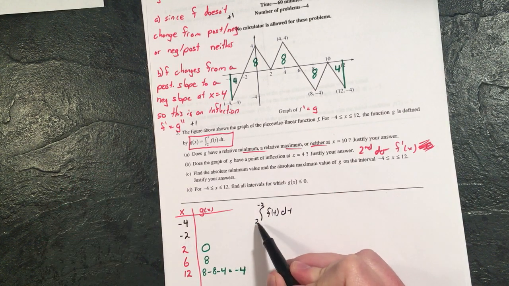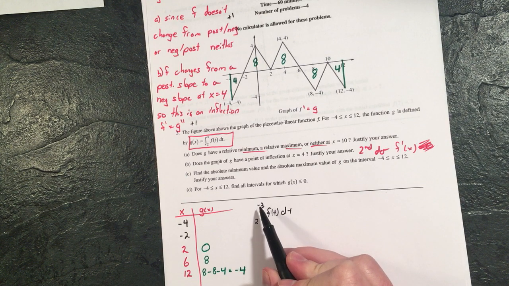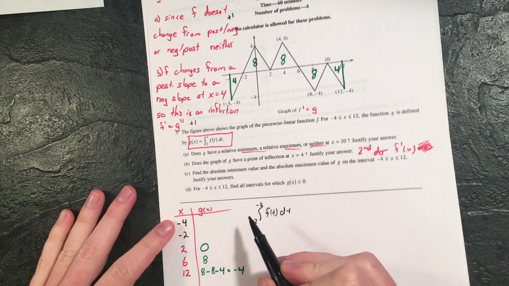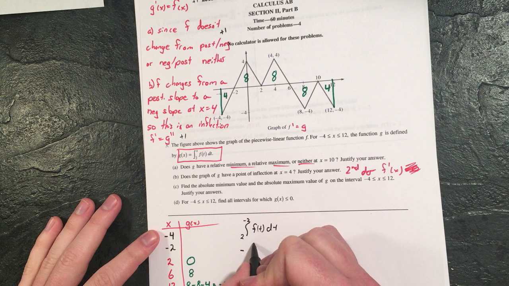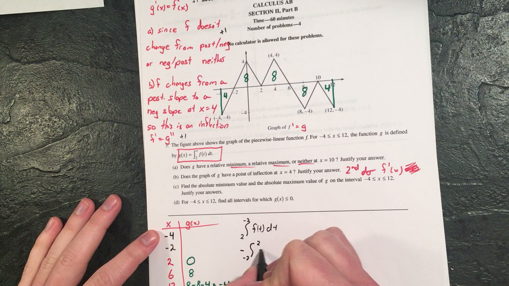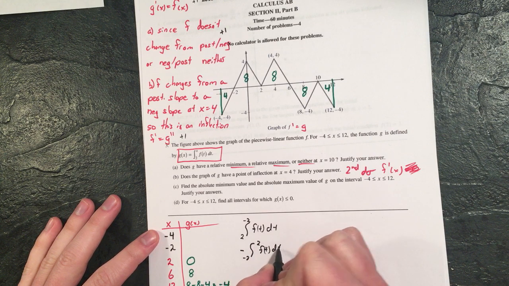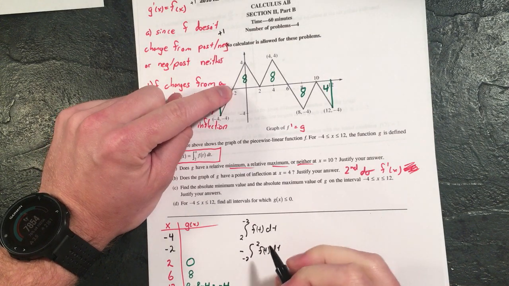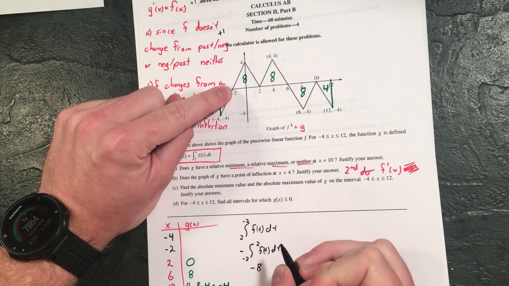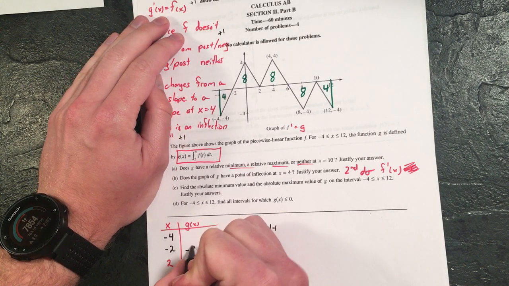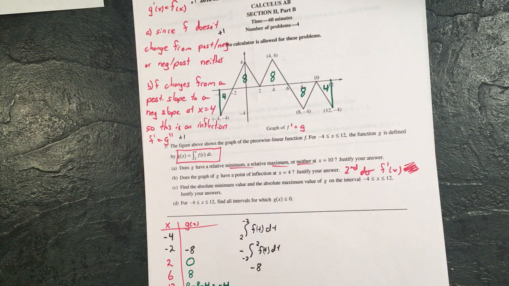Notice we're going from 2 to negative 2, which is kind of backwards of how we would think of it. So to properly look at this, you need a negative to kind of come out front. We know the area from negative 2 to 2 is 8. So this is, in fact, going to be a negative 8.